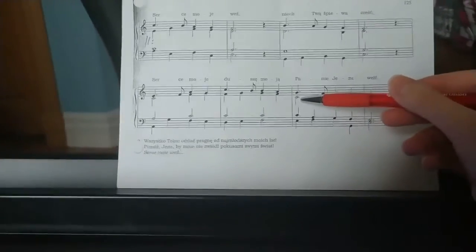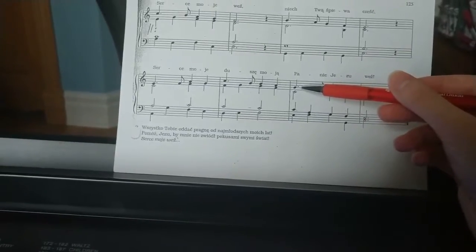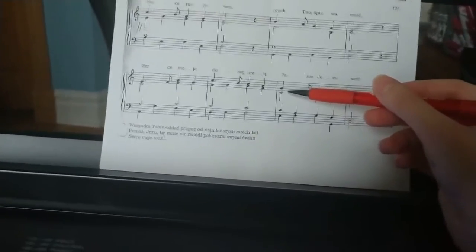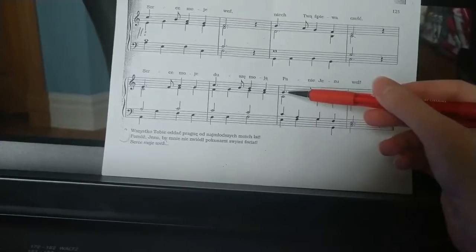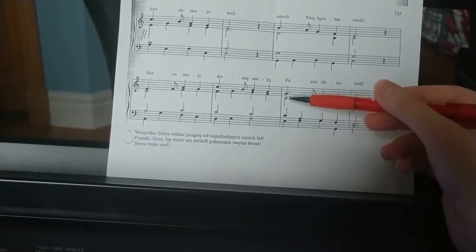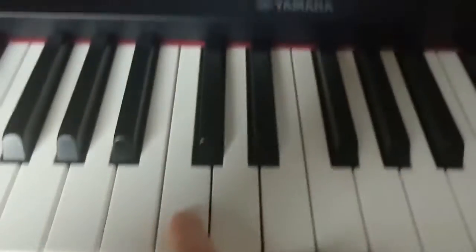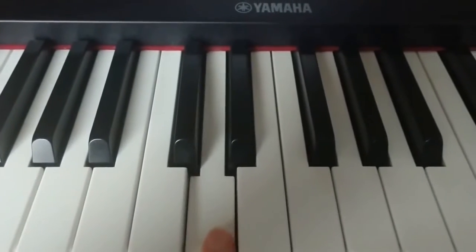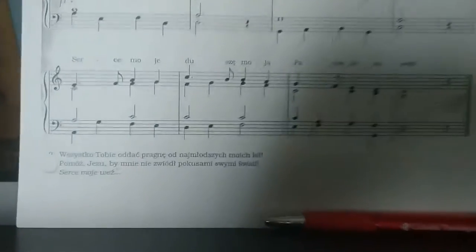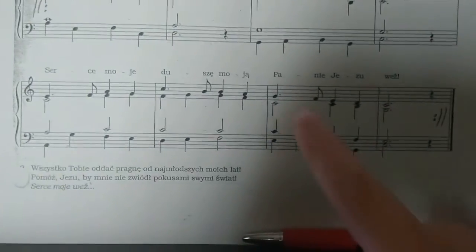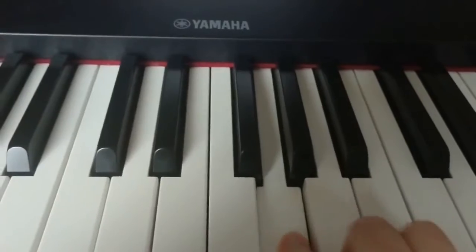So if this is C, what is this one? If you remember our sentence, every good boy deserves fudge, then every good, that means that's a G. So we know that middle C is over here. So now we have to find the G that's right above middle C. Okay, so let's try to find that. Okay, here's middle C. C, D, E, F, G. So that G that we were looking at right there is right here on the piano.